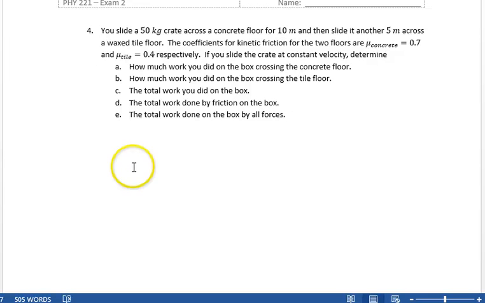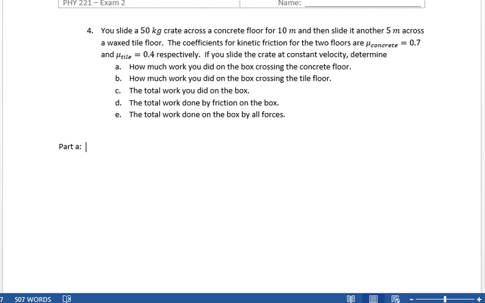Alright, here we are, exam 2, problem 4. You slide a 50 kilogram crate across a concrete floor for 10 meters, and then you slide it another 5 meters across a wax tile floor. Coefficients of kinetic friction for the two floors are 0.7 and 0.4 respectively. If you slide the crate at constant velocity, determine how much work you did on the box crossing the concrete floor. So part A.